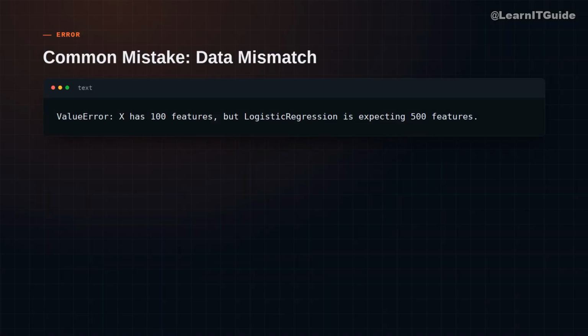If you see this error, it is because you did not save your vectorizer. You must save the TF-IDF object as a file and load it in your app. Otherwise, the app uses a new, empty vocabulary and the feature counts will never match. Always pickle your vectorizer alongside your model.